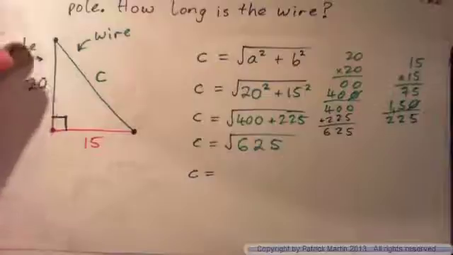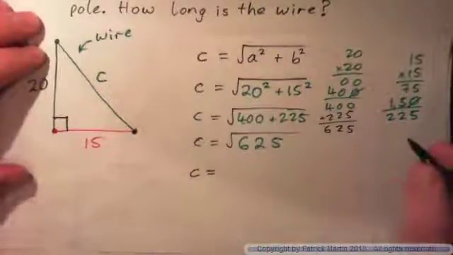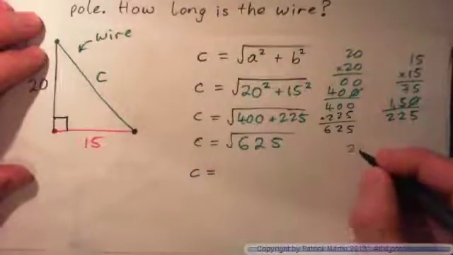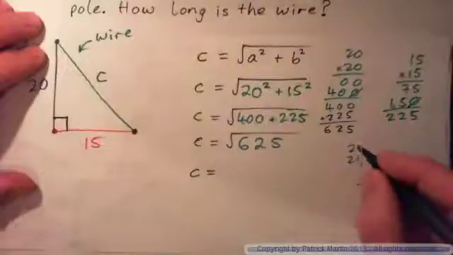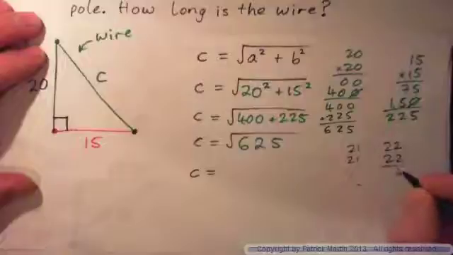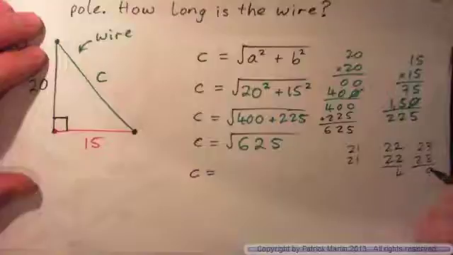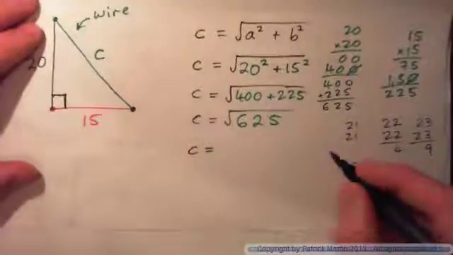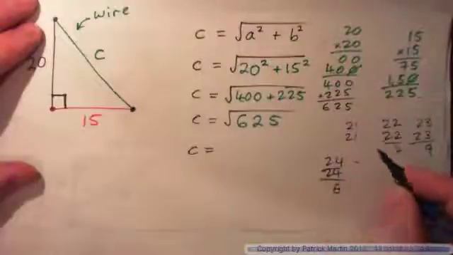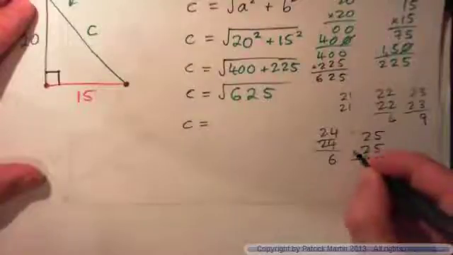Well, it's going to be more than 20. So is it 21 times 21? If it was, well, 1 times 1 would be 1. 22 times 22, well, 2 times 2 is 4, so it can't be that. 23 times 23, well, 3 times 3 is 9, so that can't be that. 24 times 24, 4 times 4 is 16, so it can't be that. How about 25 times 25?